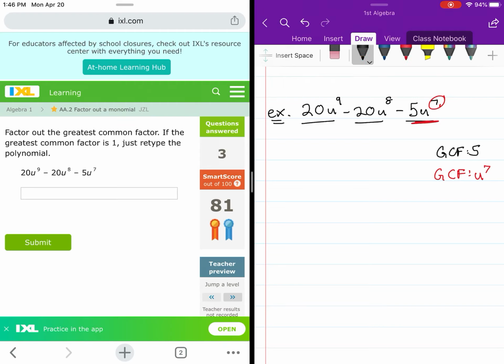So I'm dividing everything here by 5. That means that outside of my expression, I will have 5 u to the power of 7. Okay, so 20 divided by 5, that's 4. u to the 9 divided by u to the 7. So from the 9 that we had, I was able to divide out 7 of them. That means I'm going to be left with 2 of them.